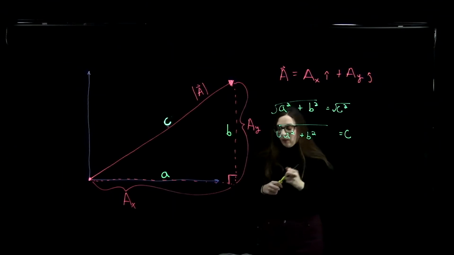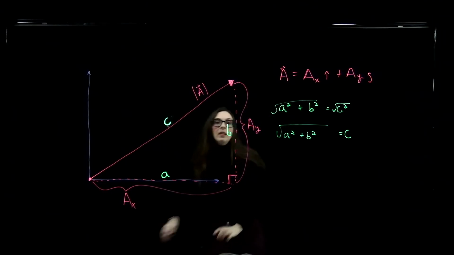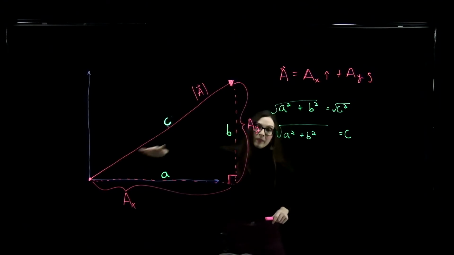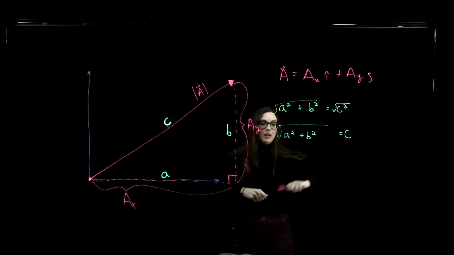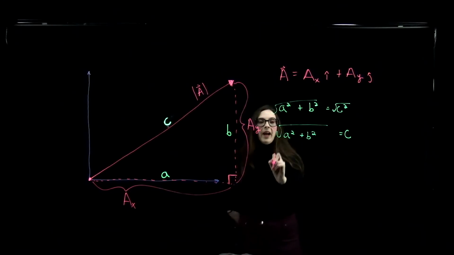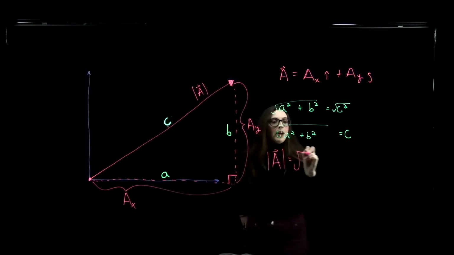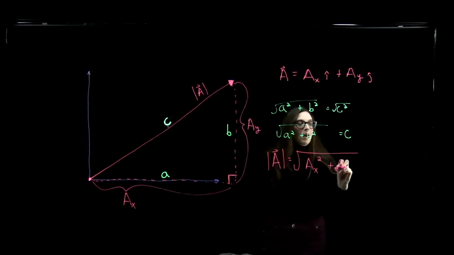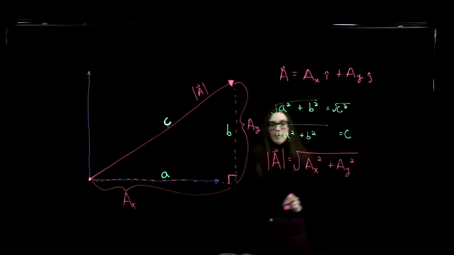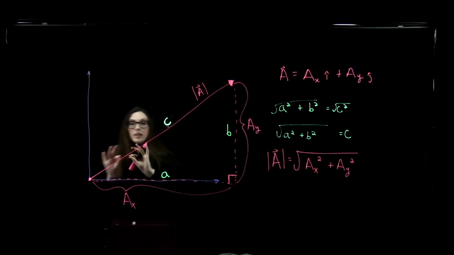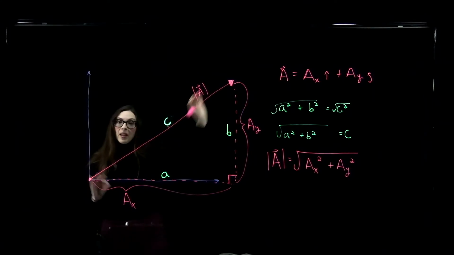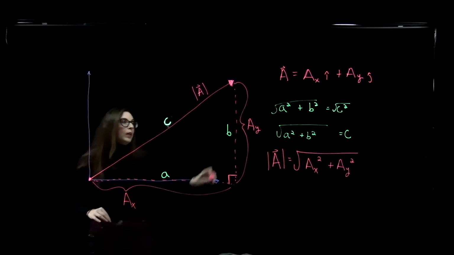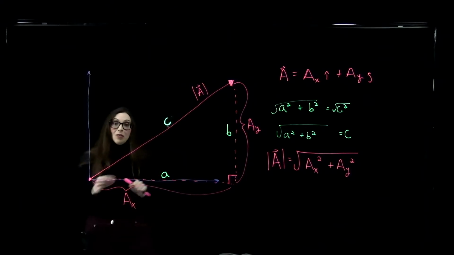Okay. Now, if the magnitude of my vector is this side of my triangle, then I can say that the magnitude of my vector A is equal to the square root of my Ax component squared plus my Ay component squared. That's how you get the magnitude or the size of this vector if you know the x component and the y component of your vector.